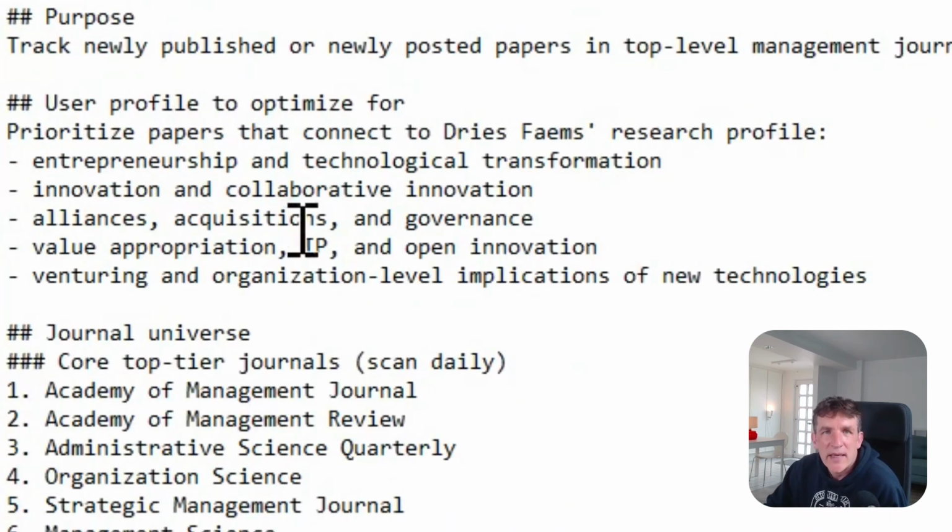So now I'm in my Agent.md file, and you see this is simply a text file with an extensive description about what I want to accomplish here. It says that the purpose is to track newly published or newly posted papers in top-level journals. It has some information about my user profile. It has identified top management journals that it should screen.